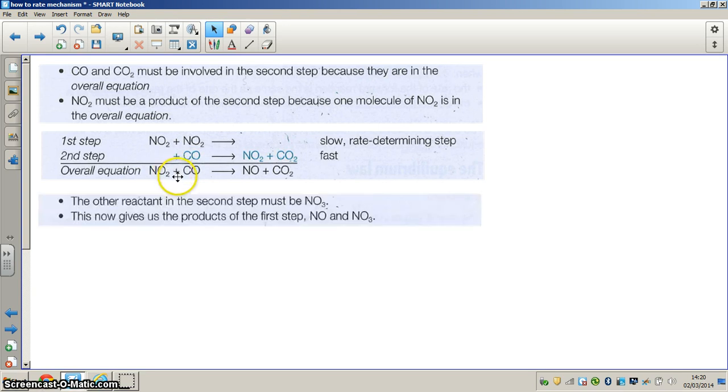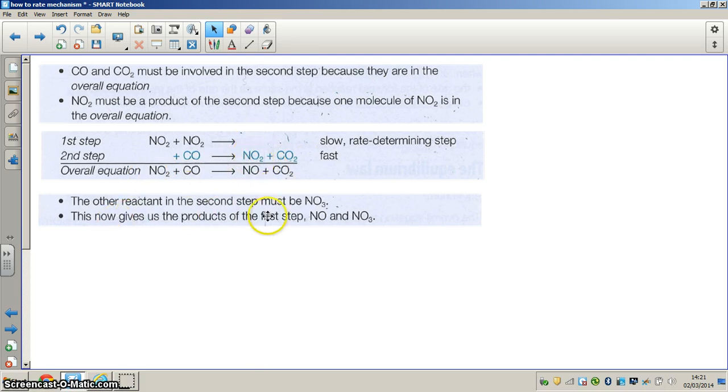So the other reactant in the second step must be NO3 because if we look at the stoichiometry, we've got CO, NO2, CO2. We need a nitrogen and 3 more oxygens on this side to get this equation to balance. So the other reactant here must be NO3, but there is no NO3 in the overall equation. So one of the products of this first step must be NO3, because NO3 over here will cancel out NO3 over here. And of course the other product of this reaction overall is NO.